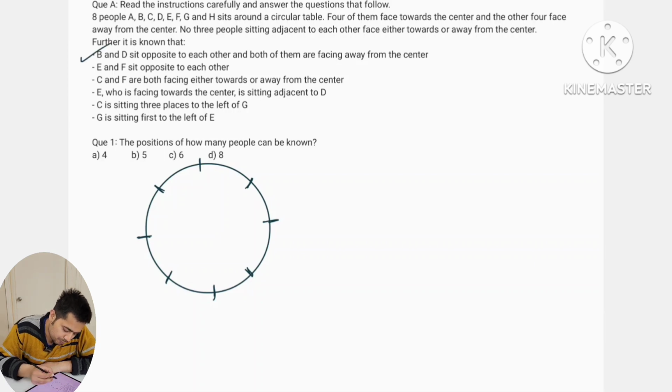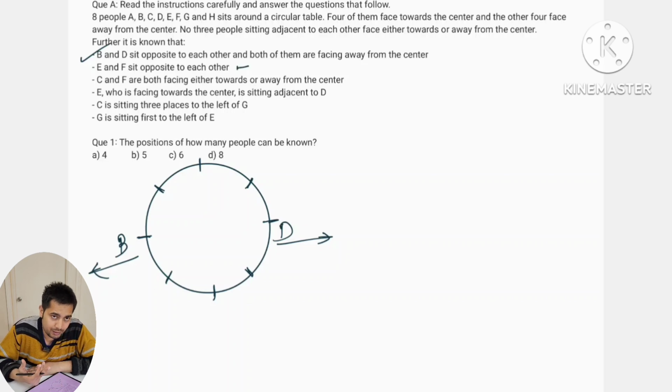So B and D sit opposite to each other. Both of them are facing away from the center. E and F sit opposite to each other. Clue number 2. I will not be using it now because I don't know where to place E and F. I will keep on reading the clues until I get one. C and F are both facing either towards or away from the center. I will use it later on.